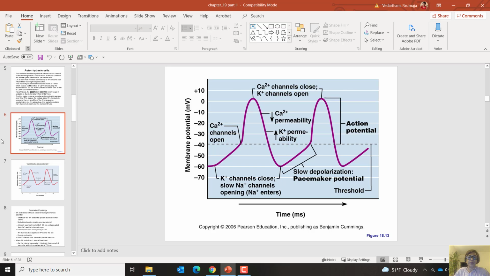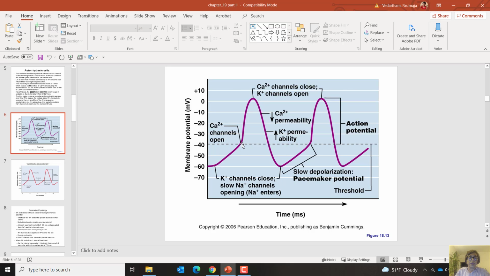So let's look at this. At minus 60, the potassium gates close. At minus 40, that is the threshold. That is the actual resting membrane potential, but we are starting from the previous cycle. The potassium channel closes, and this opens up the sodium gates. These are called slow sodium channels, very slow sodium channels, which make it positive inside. That is a kind of depolarization, but this is called the pacemaker potential. This is a slow depolarization.